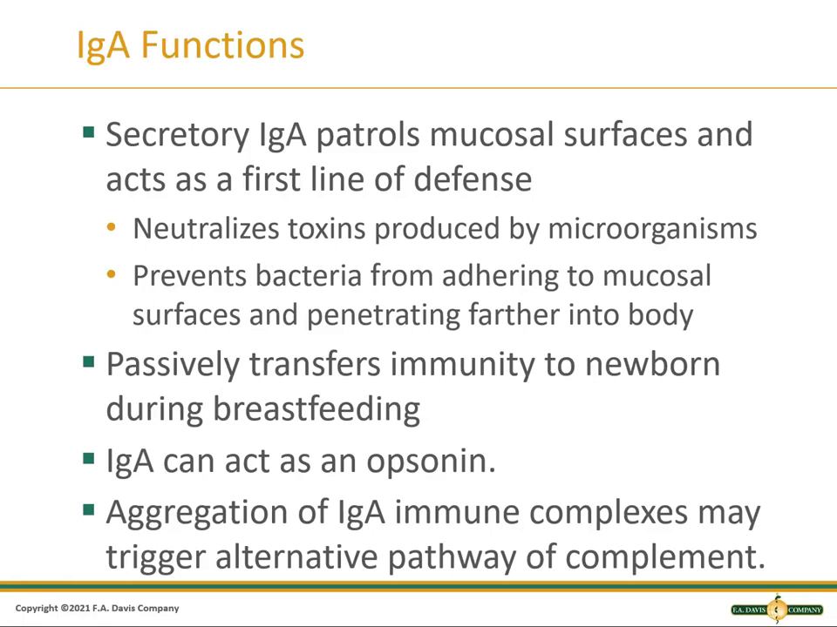IgA also acts as an opsonin. In other words, it attaches to this foreign thing, which then targets it so that the phagocytic cells can now destroy it. So an opsonin is just like telling something, this is what needs to be destroyed. When you have aggregation of all these IgA immune complexes, that triggers a different kind of pathway for complement. It's called the alternative pathway, because there's a classic and alternative, and there's actually a third one out there that we'll learn. So it works in many ways.